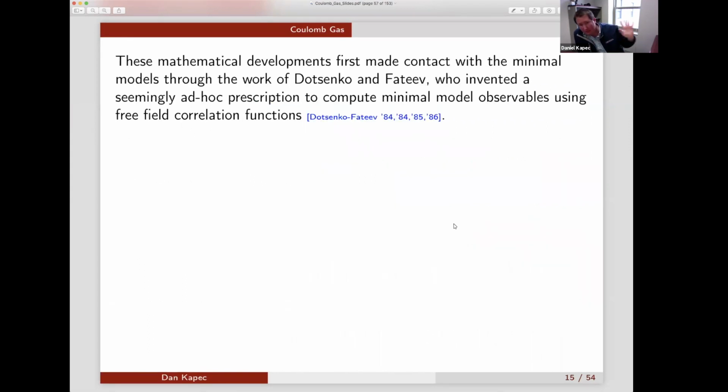Now, those more mathematical developments first really made contact with the minimal models through the work of Dotsenko and Fateev, who invented a, at the time at least, seemingly ad hoc prescription for computing minimal model observables using free field techniques.